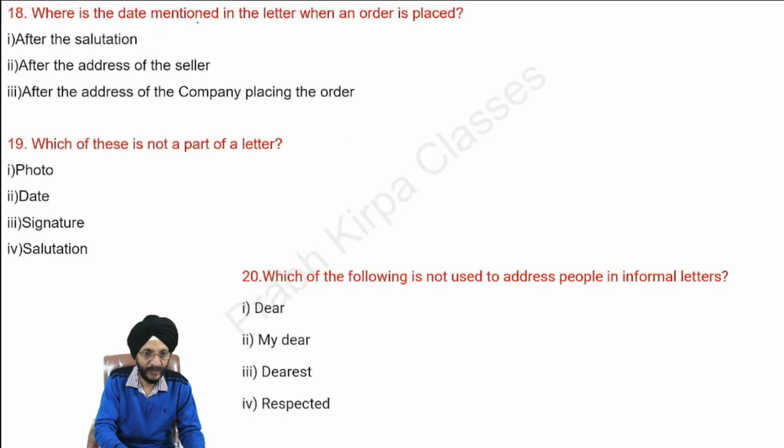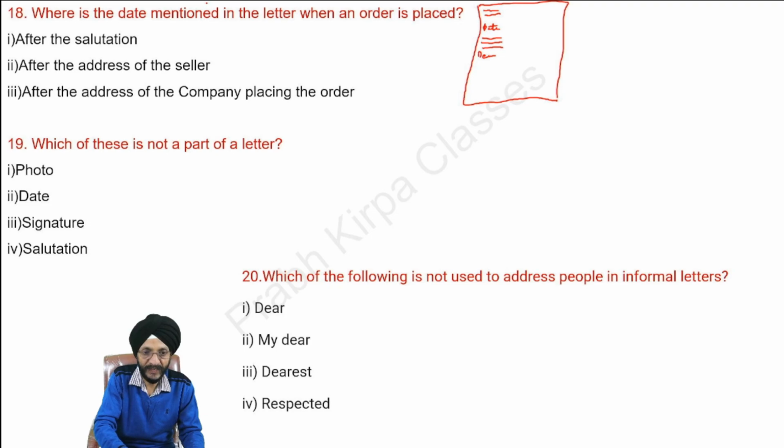Where is the date mentioned in the letter when an order is placed? Suppose you are writing a letter. This is a formal letter when you are placing an order. You are writing your name and address here. This is followed by the date. This is followed by to whom you are placing the order. This is followed by the salutation, dear sir, dear madam.